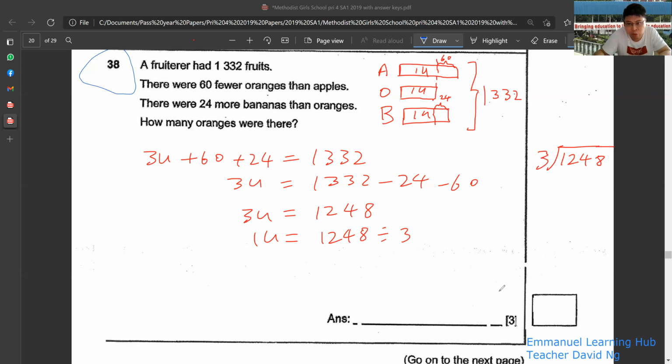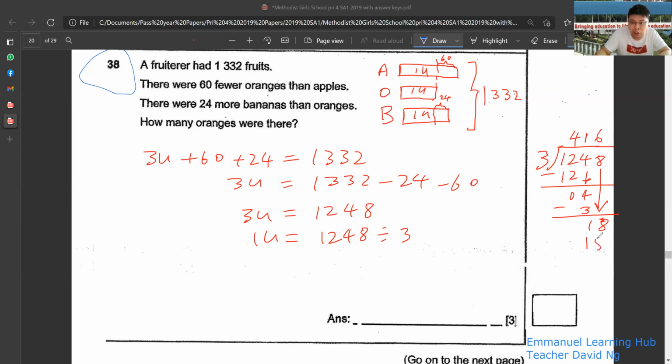Okay, let's do together. 1248 divided by 3. 3 into 12 equals 4, then minus equals 0, then bring down the 4, then 3 into 4 equals 1, then minus equals 1, then bring down the 8. 18 divided by 3 is? Equals 5. No. 18 divided by 3 is how many? Oh, 6. 6, not 5.